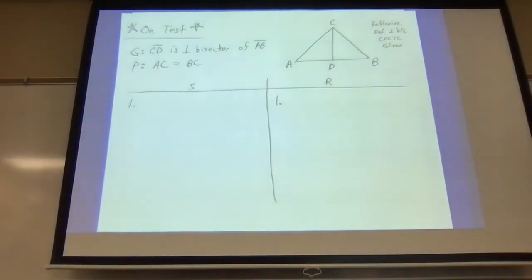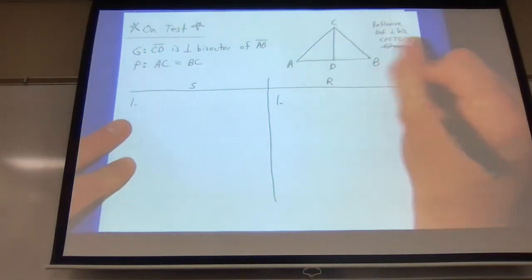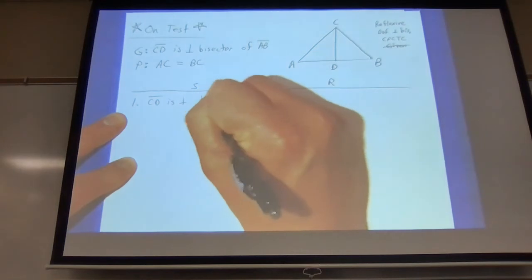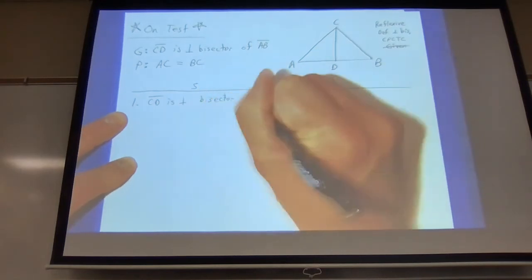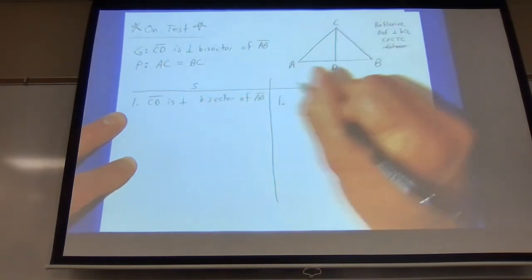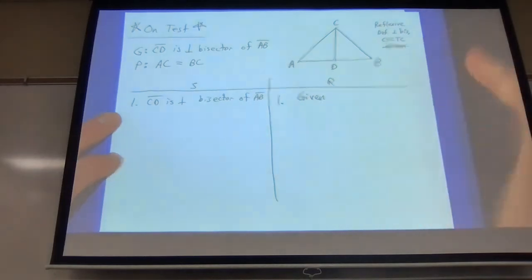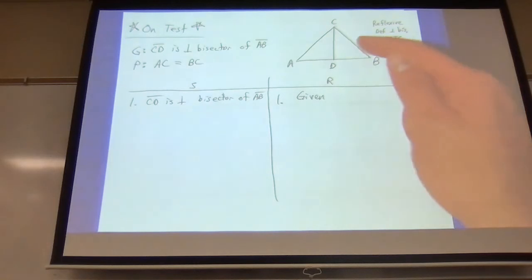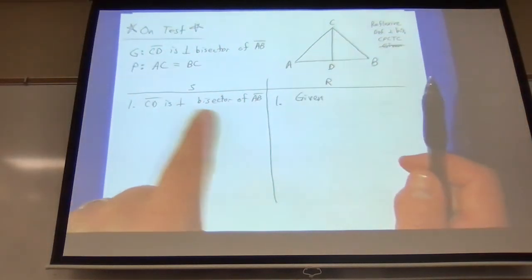First step, no matter how difficult the proof is, you know your first step is going to be given. So put that in your first. CD is going to be the perpendicular bisector. That is our given. Now, before I mark the picture, I have to explain what a perpendicular bisector is.